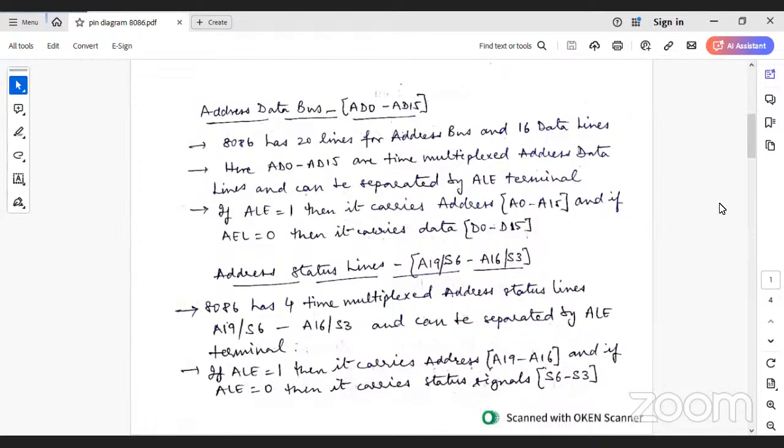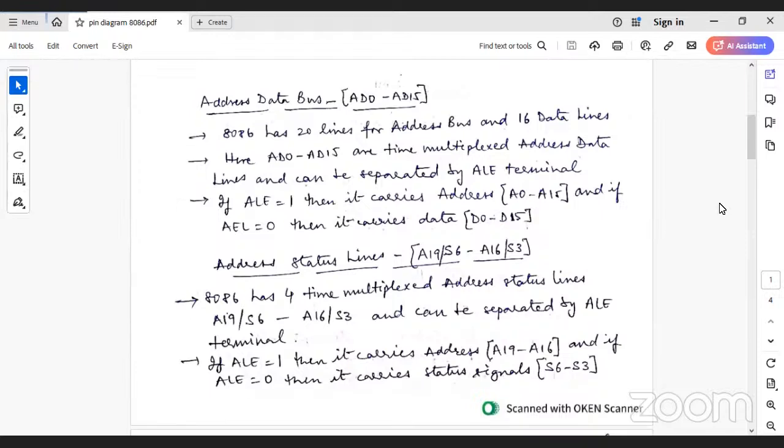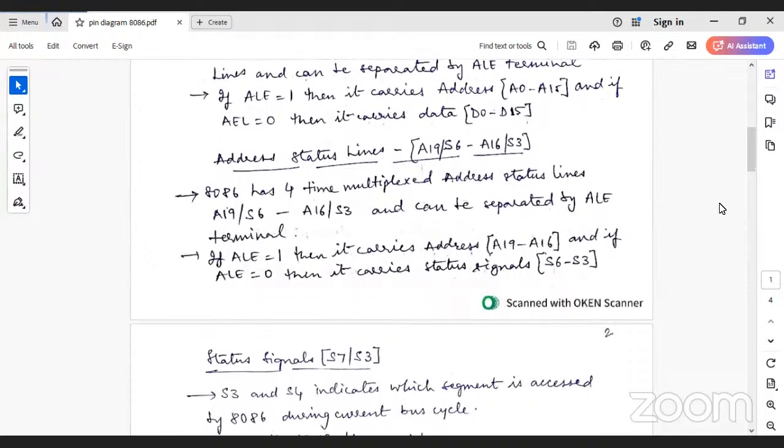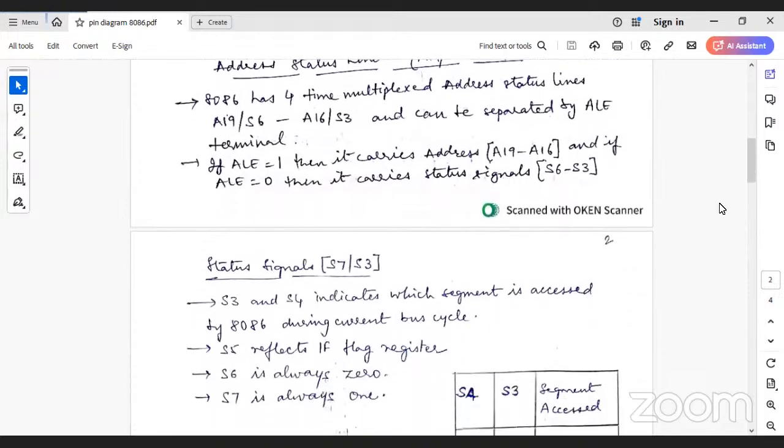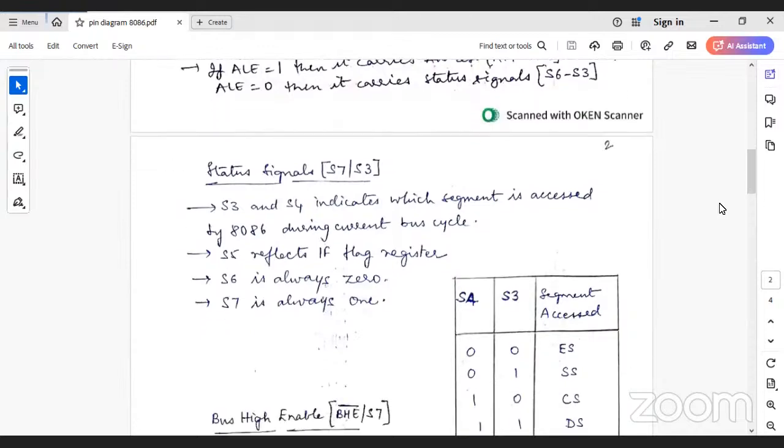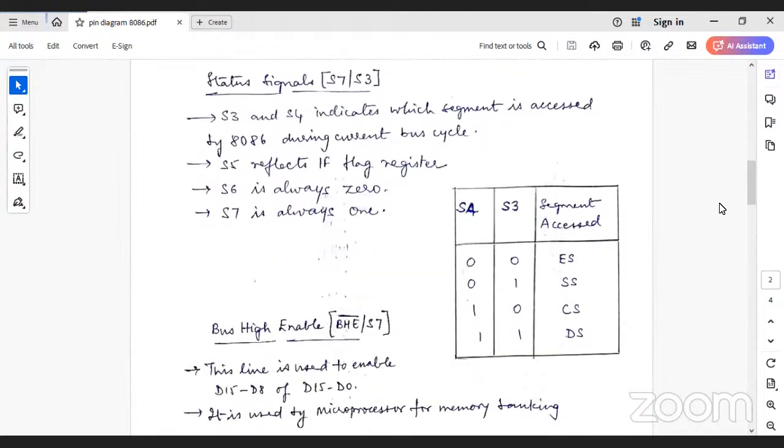Now, every pin is having some or other function. Now, how these status signals are used, that is mentioned again here. The status signals S7 to S3. If you see your pin diagram, in that you will see pin number 34 that has got again a dual function. It is BHE bar slash S7.